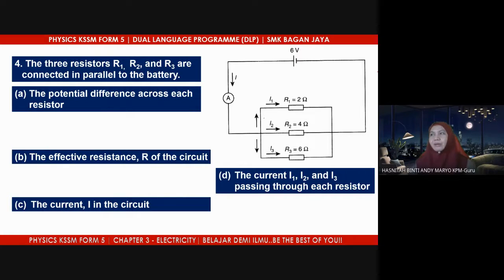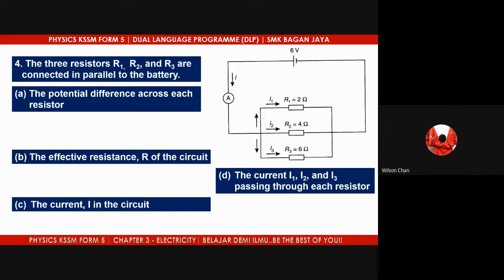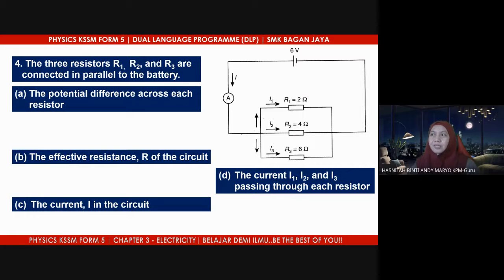Okay, we have 3 resistors. Are they arranged in series or parallel, students? R1, R2 and R3. Parallel. They are in parallel. You can see the junctions. This is the main way, the first junction entering R1, the second junction entering R2, the third junction entering R3, with the value for each resistor as given. Find the potential difference across each resistor.